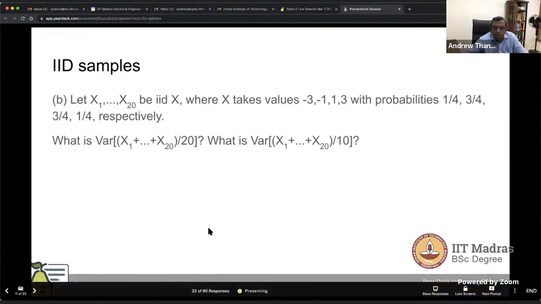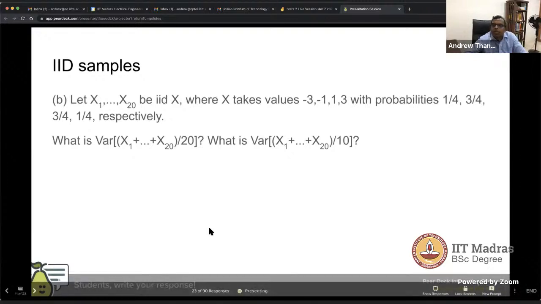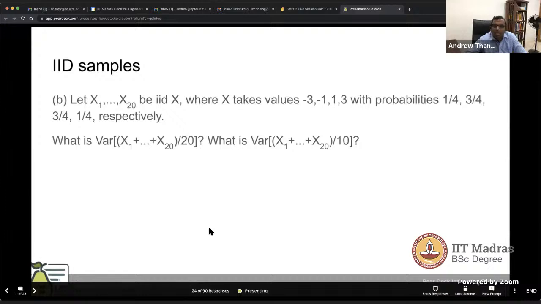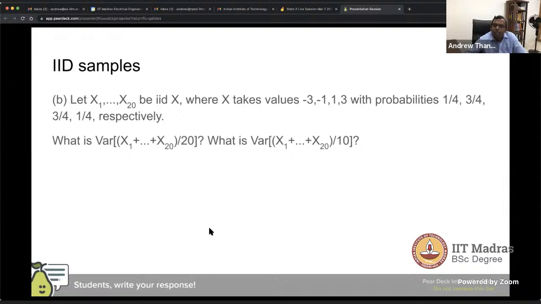Okay, answers are slowly hitting the 20-25 mark. This takes a little bit of calculation. One needs the variance of x. In this case, since the mean is 0, it's just expected value of x squared.